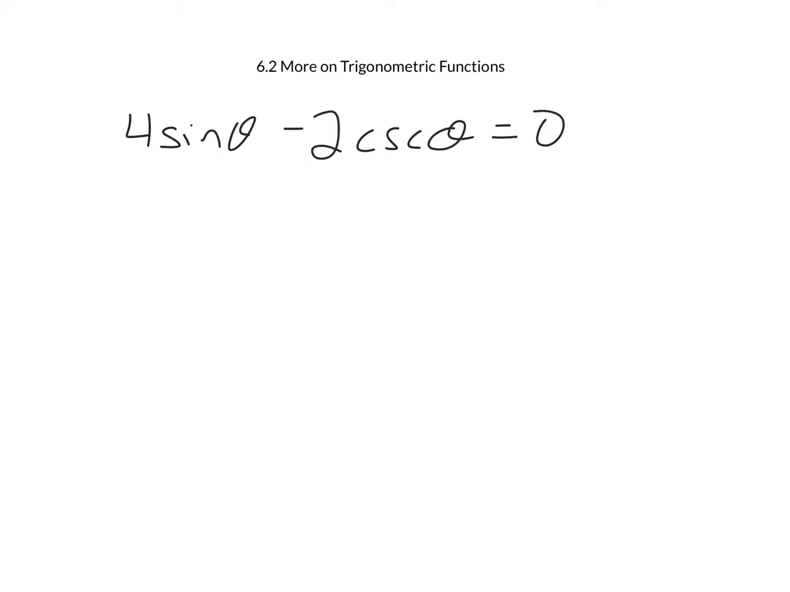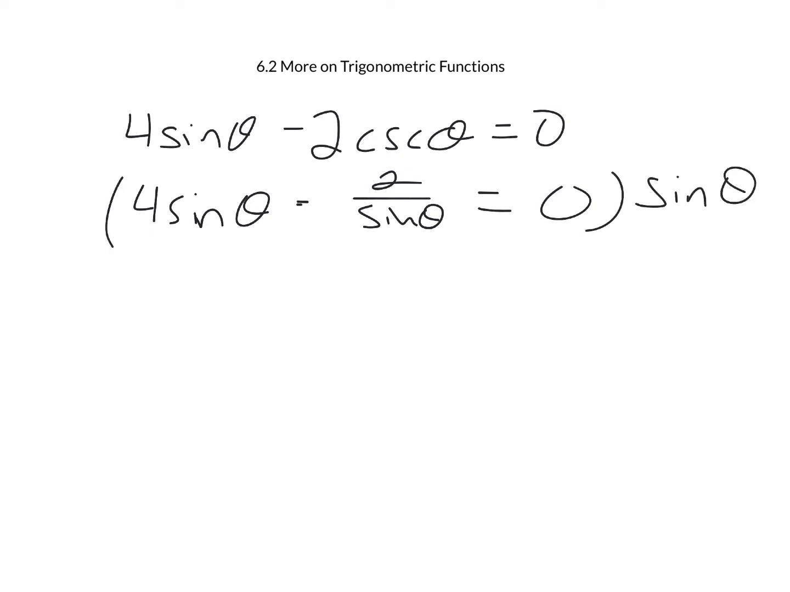So let's get it all into the same trig function. In that case, we can make that easily into sine, right? Because we have sine here, and we know that cosecant's reciprocal is sine. So we have 2 over sine theta here equals 0. And we can't really do anything there, so I'm going to multiply everything by sine theta. And we'll get 4 sine squared theta minus 2 equals 0, because 0 times anything is 0.